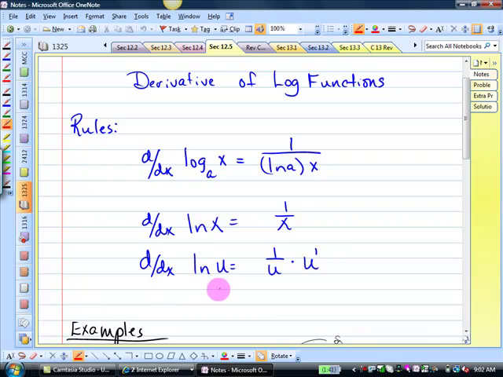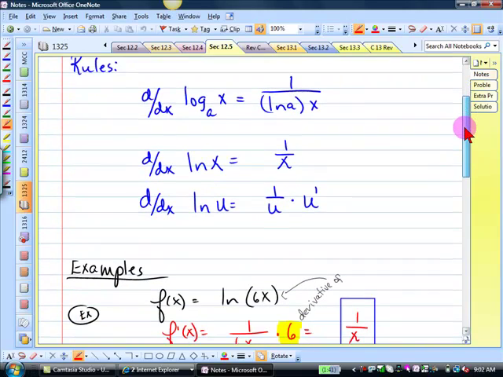And the derivative of ln u is 1 over u times the derivative of u, or u prime. So if you have ln of 3x squared, you're going to have to take the derivative of that argument as well, just like we did with the e to the x. If it's anything other than x, you have to take the derivative of that part and multiply it. So let's look at some examples.